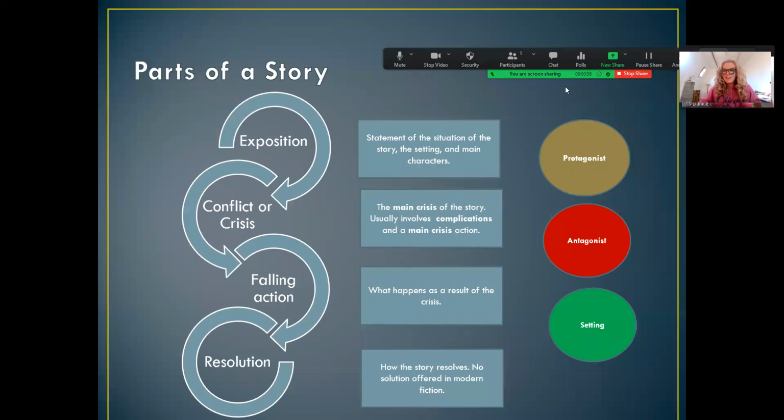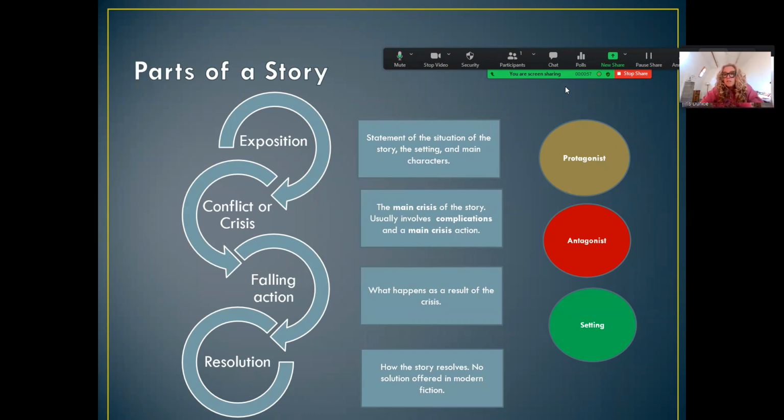Everyone, just a quick video to talk a little bit about what you're going to be working on today. So you'll need to watch the Ken Burns documentary. That will give you some context of what's going on during the time period that this novel is set. I'm also going to go over briefly the parts of a story.